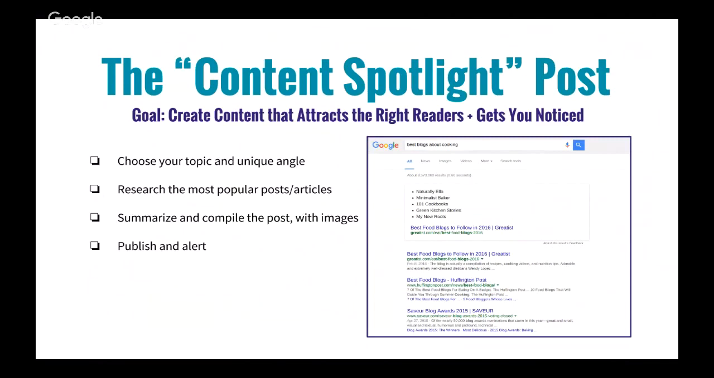So one way you can do this is to use tools that allow you to research what's the most popular thing right now. What's the most popular post about topic X? Once you have your 5 or 10 to feature, or 11 or 17, summarize and compile your post with images, and then you do the same thing. Publish it and alert people that you've published it.